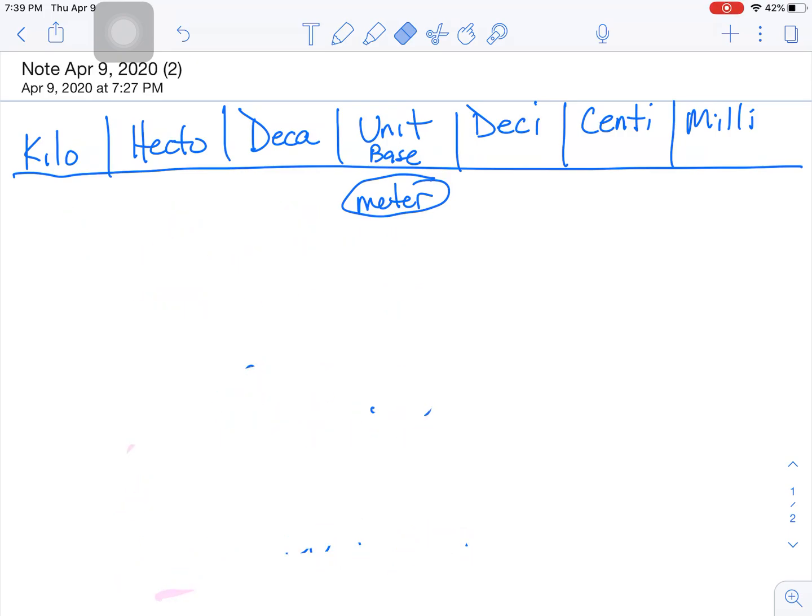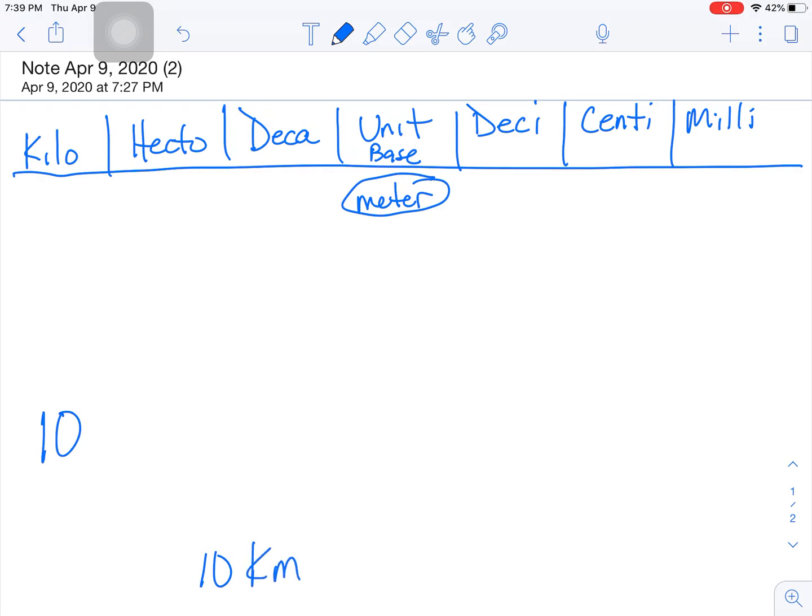Let's do one more, but I'm going to show you this one starting off as a kilometer. My eraser is being really weird right now. Now let's say this time I gave you 10 kilometers. 10 km might be what my page says, and my teacher wants to know, how many meters is that?